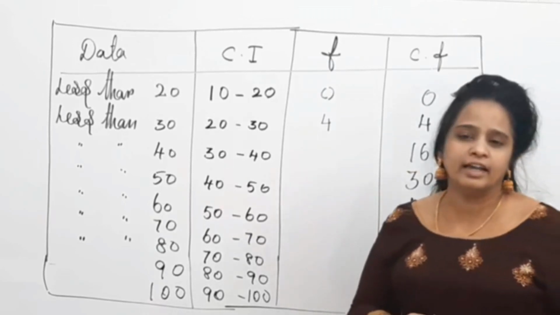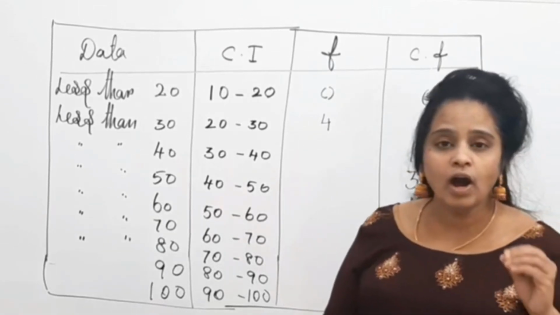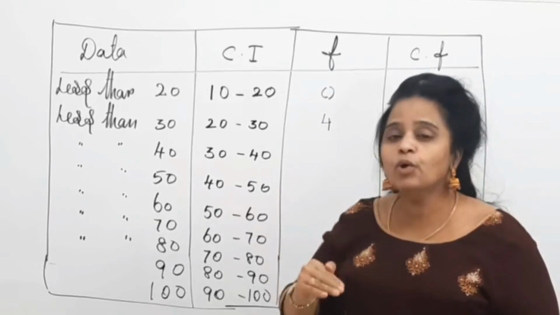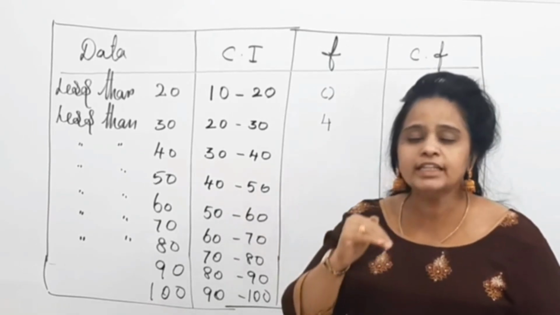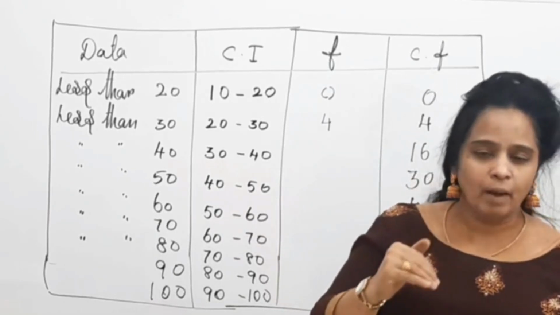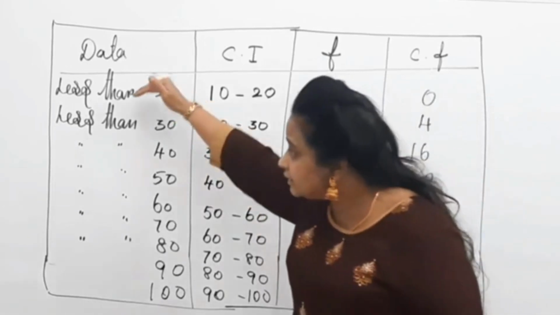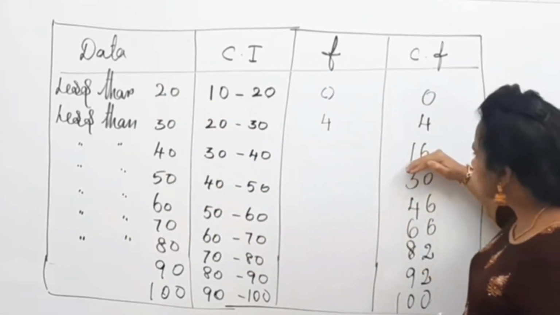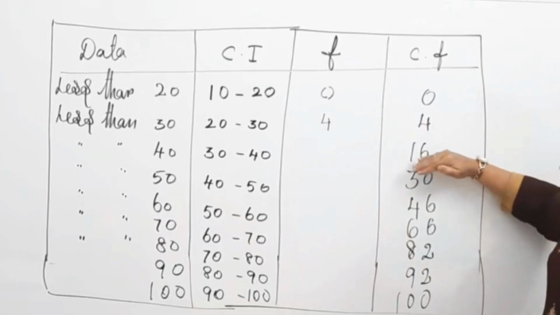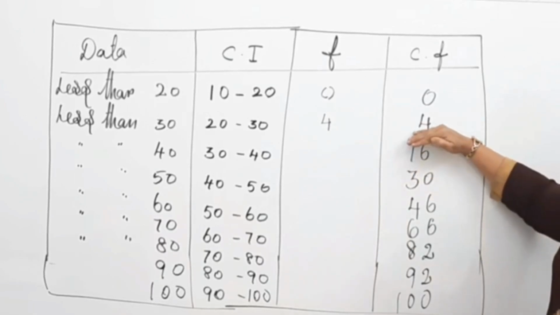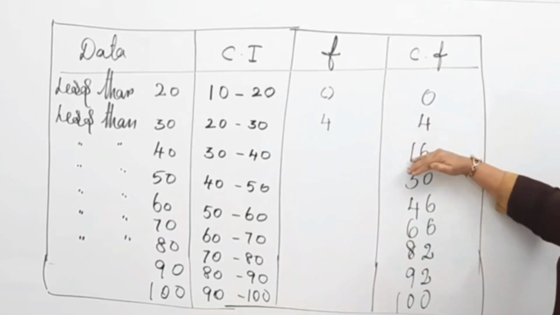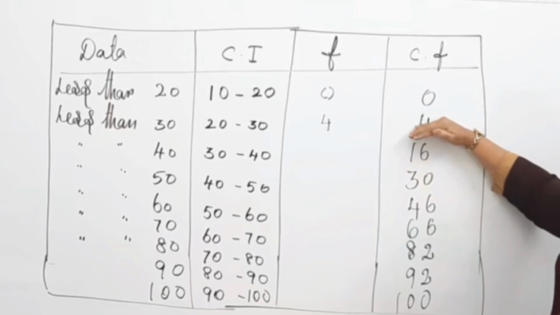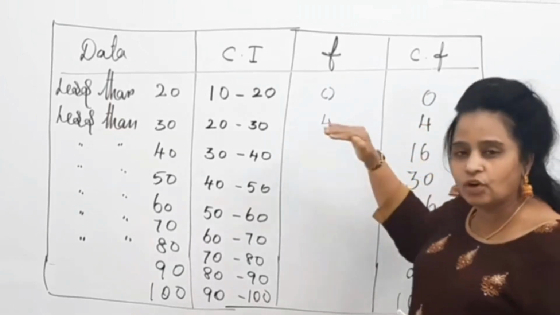Here the hint is, when you are given the below data or the less than data, then you will get your frequency just by subtracting the next number with the previous number, the succeeding number with the preceding number. Then you can get your frequency.